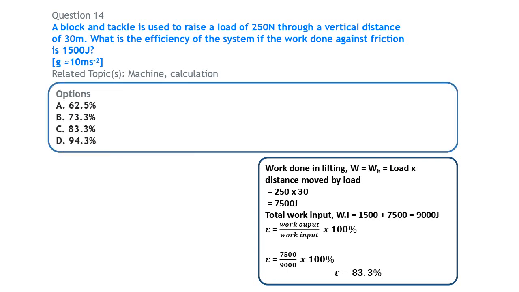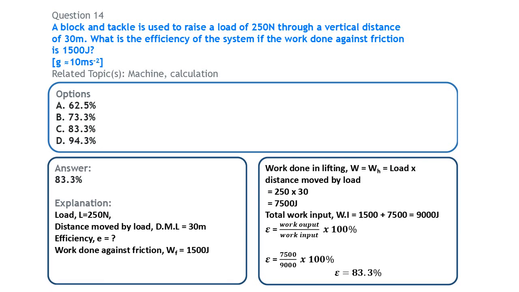Next, on machines, a block and tackle is used to raise a load of 250 Newton through a vertical distance of 30 meters. What is the efficiency of the system if the work done against friction is 1500 joules? We have the acceleration due to gravity as 10 meters per second squared. So we have the load here to be 250 Newton. The distance moved by the load is 30 meters. The efficiency of the machine is what we don't know, that's what we have to calculate. The work done against friction is given as 1500 joules.